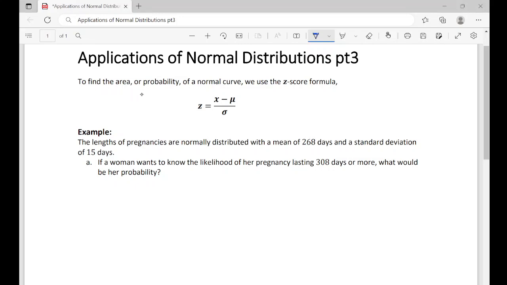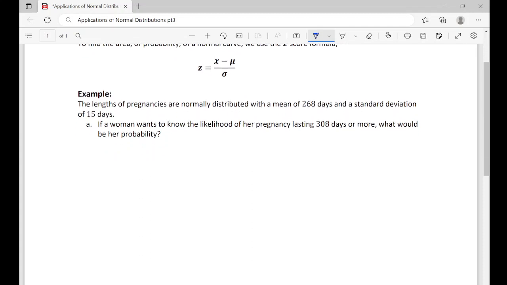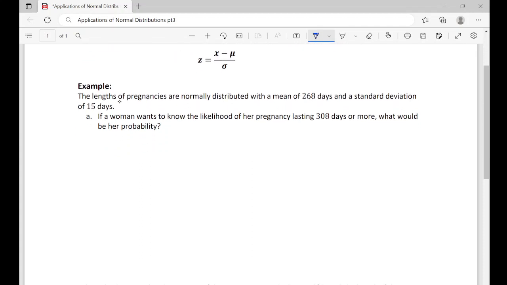To find the area or probability of a normal curve, we use the z-score formula, x minus mu over sigma. So let's look at an applied problem. The length of pregnancies are normally distributed with a mean of 268 days and a standard deviation of 15 days. If a woman wants to know the likelihood of her pregnancy lasting 308 days or more, what would be her probability? So first off, again, we need to find our mean and standard deviation.